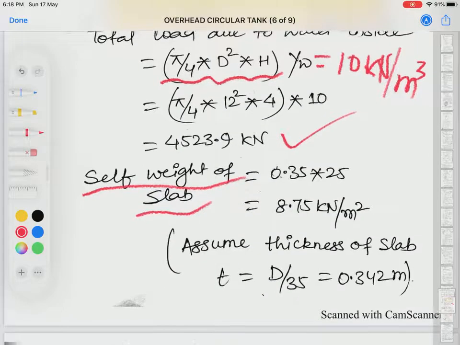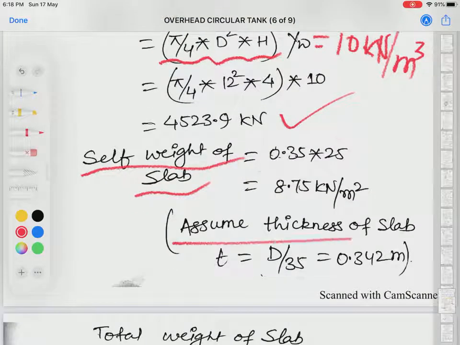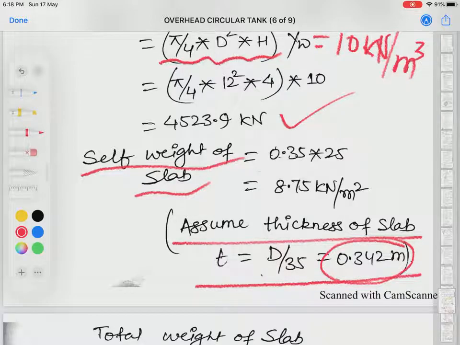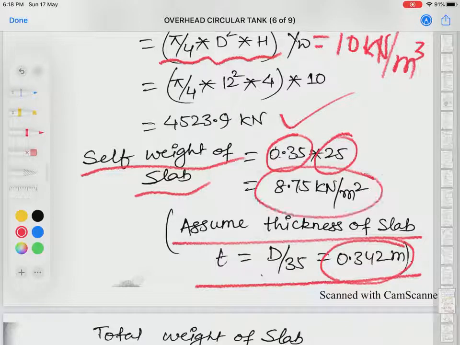Okay. Similarly, you can calculate self weight of base slab. Base slab self weight, we don't know the thickness of slab. So thickness is assumed to be diameter by 35. So we get almost the data near to 350 mm. So take 350 mm here as thickness and multiply it with the density of concrete. You get this value, 8.75 kilonewton per meter square.